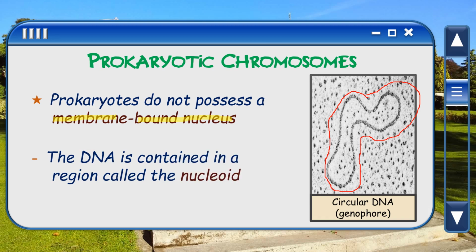The DNA is contained in a region called the nucleoid. So the region where this DNA is, is referred to as a nucleoid. This DNA is not in a membrane-bound nucleus, but it is just in a region of the cytoplasm, and that region where we find it, we call a nucleoid.